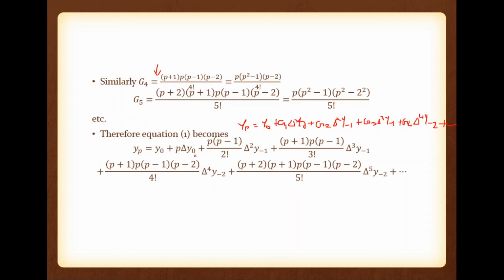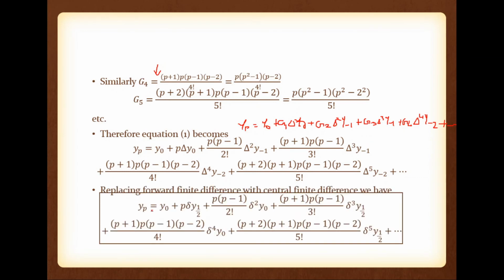So after converting these forward difference terms back to the central difference terms, we have Yp is equal to y0 plus P into theta y 1 by 2 plus P into P minus 1 divided by 2 factorial into theta square y0 plus P plus 1 into P minus 1 divided by 3 factorial into theta cube y 1 by 2 plus P plus 1 into P minus 1 into P minus 2 divided by 4 factorial into theta raised to 4 y0 plus P plus 2 into P plus 1 into P minus 1 into P minus 2 divided by 5 factorial into theta raised to 5 y 1 by 2 plus etc. So we are going to use this equation for solving problems. So please note down this equation.